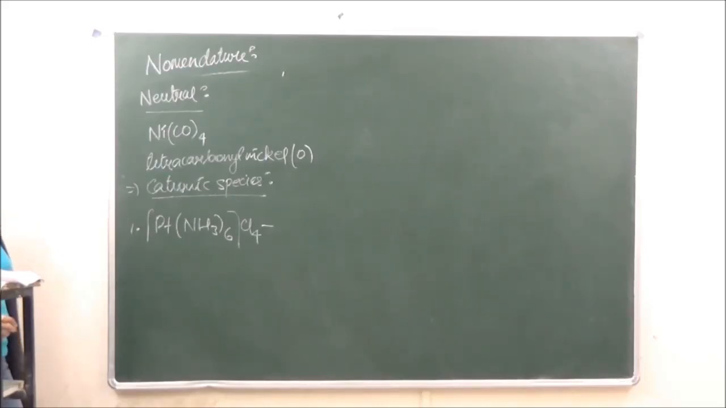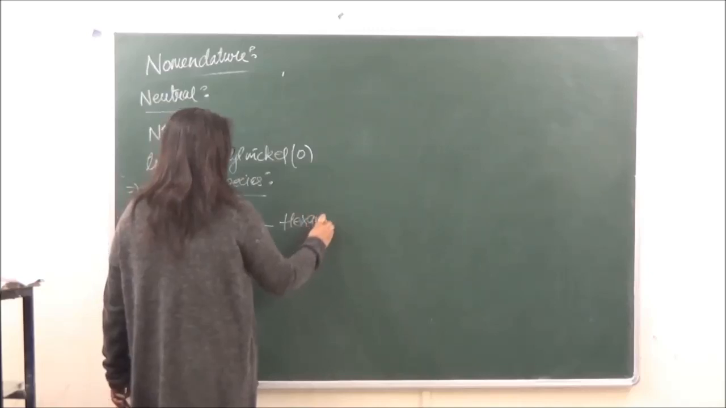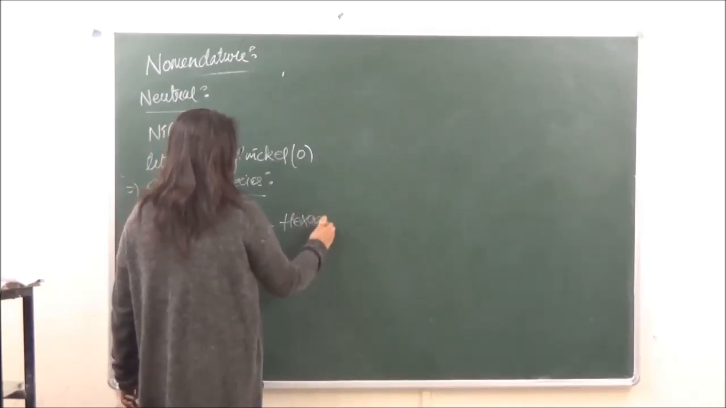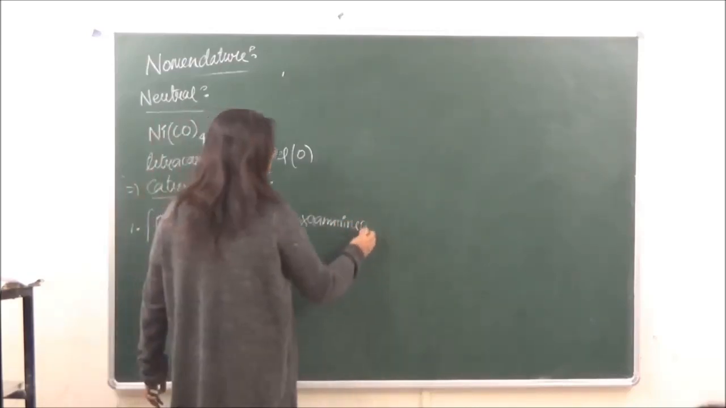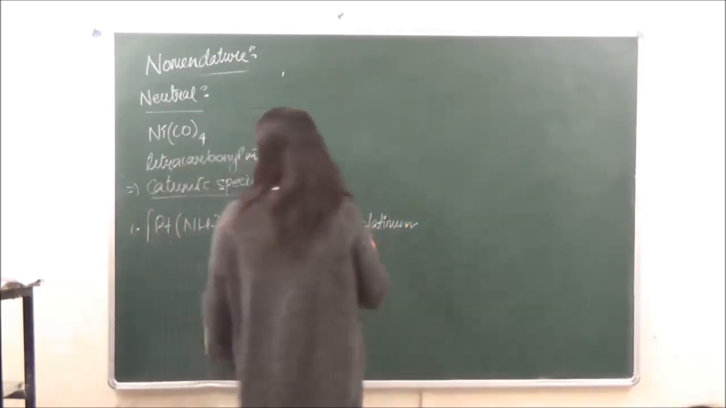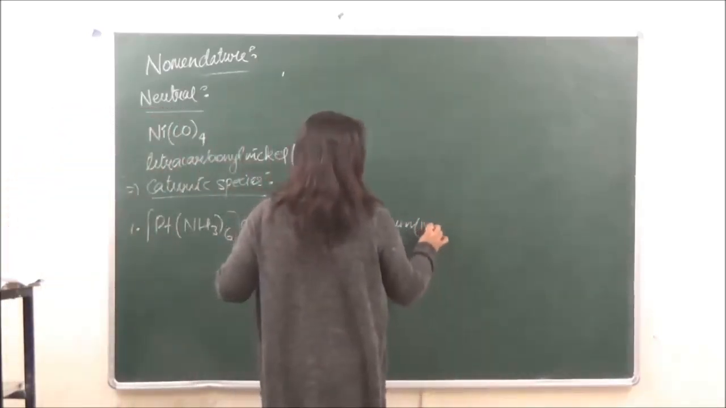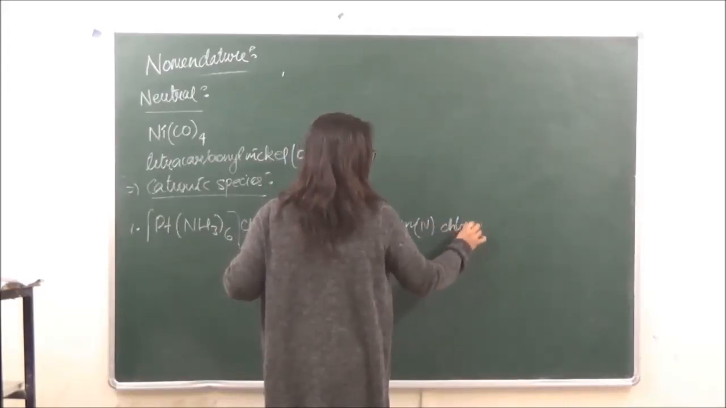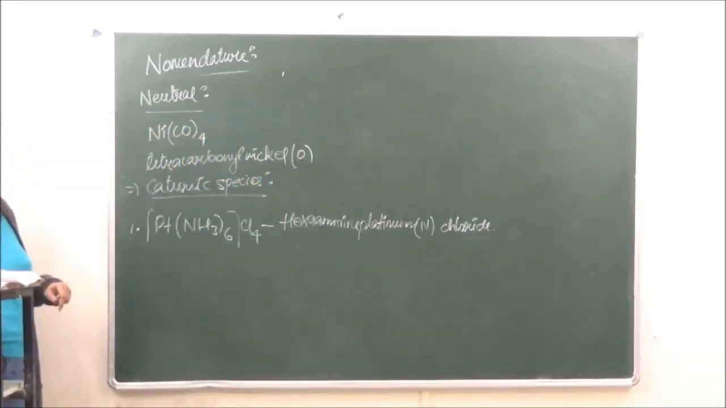For a cationic species, we will first name the coordinate entity, and after that the counter ion. So this is hexaamine platinum. What is going to be the oxidation state of platinum over here? 4. Okay, so you mention 4 and then give a little space to give the name of the counter ion, which is chloride. So hexaamine platinum 4 chloride. Okay?